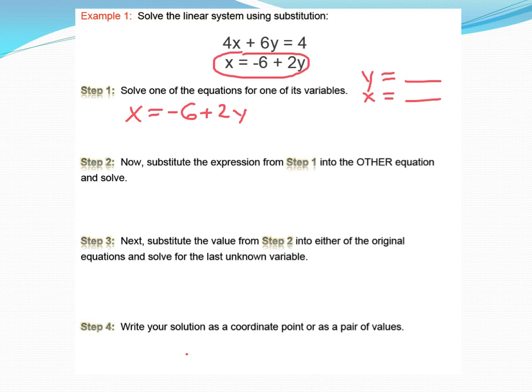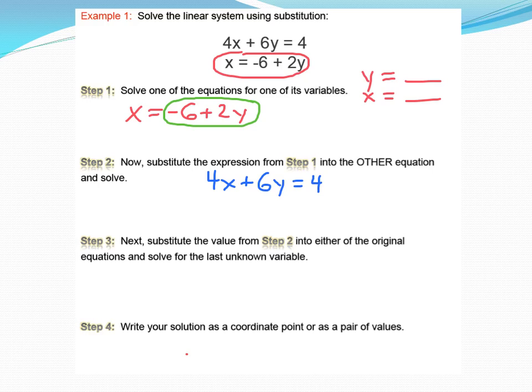substitute the expression. Okay, so the expression, I am going to substitute this portion because this is what x is equal to. This is like sugar, this is like Splenda. We are now going to take the Splenda and plug it into the other equation. Okay, so my other equation, I'll do that in blue, is 4x plus 6y equals 4. Now, what I know is that x is equal to -6 plus 2y. This is sugar, this is Splenda. Let's now replace the sugar with Splenda.